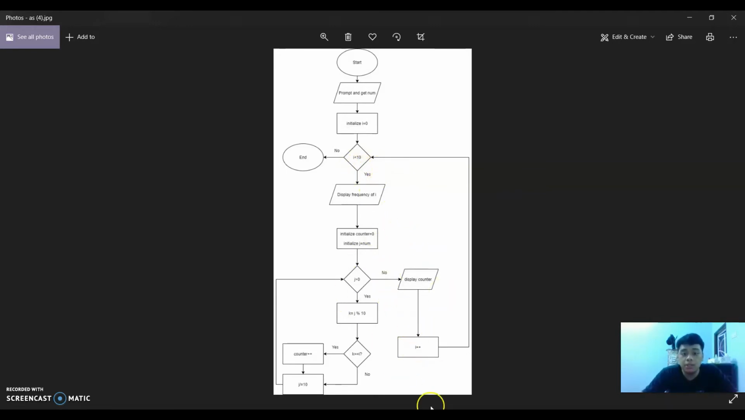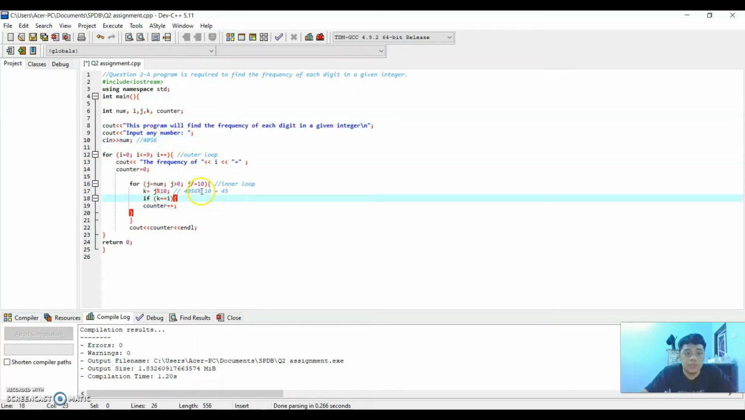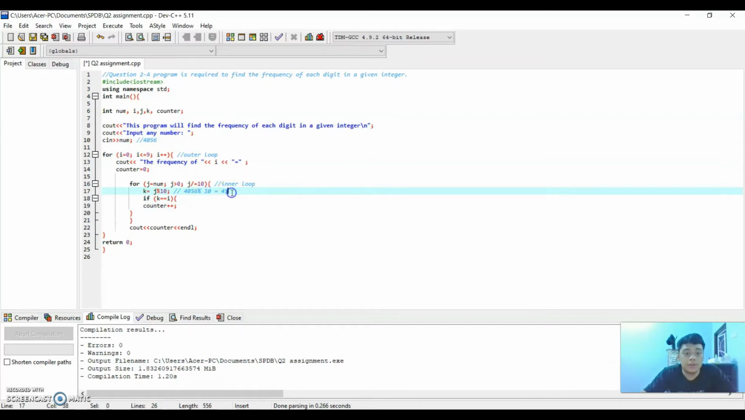So let me run the program for further explanation. So this is the outer loop, just like I said earlier, and this is the inner loop. So this is how the inner loop will work. So for example, if our num is 4056, then we modulo by 10, and the remainder will be 405, and 405 is not equal to I, then it will repeat this loop.